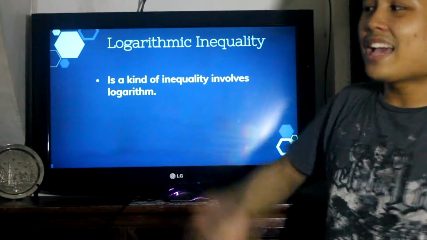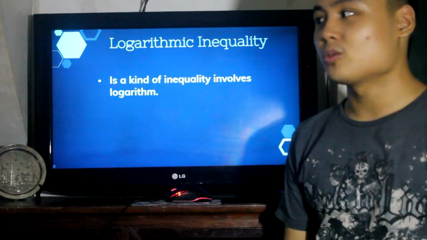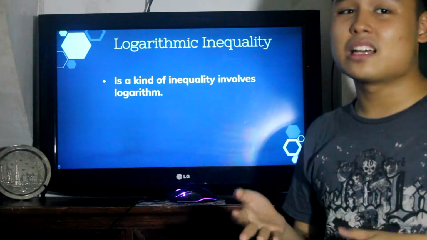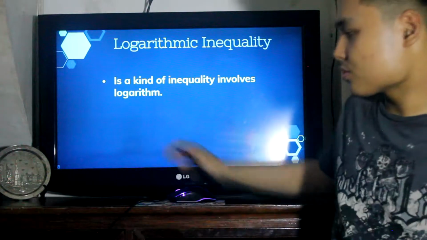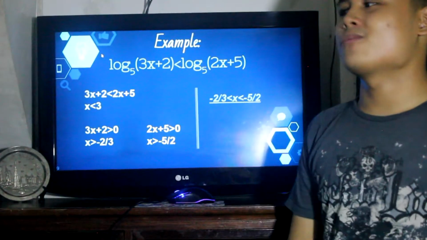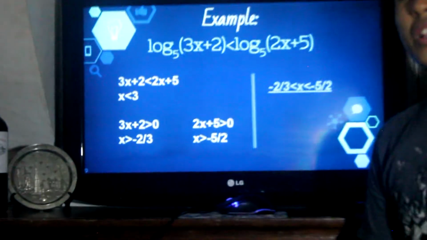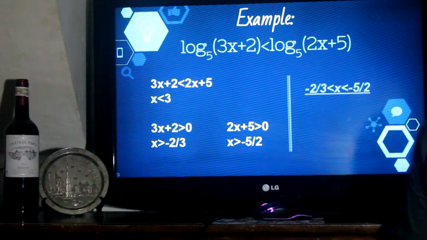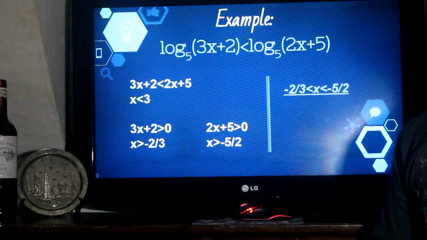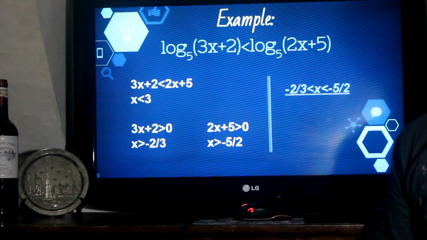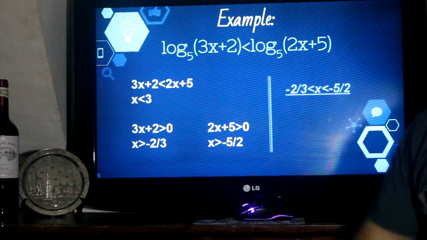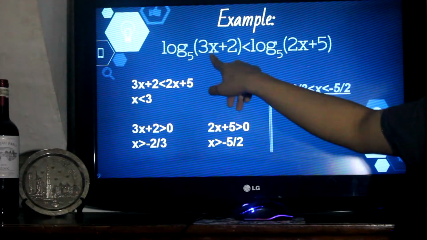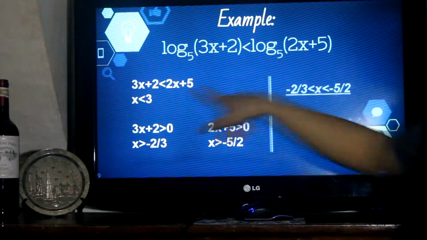Logarithmic inequality is a kind of inequality involves logarithm. So, para lang siyang logarithmic equation, but the thing is, may inequality na, or yung may greater than, less than, or equal na sa equation. So, ito na example. Example number 1. Logarithm of base 5, quantity 3x plus 2 is less than logarithm of base 5, quantity 2x plus 5. So, para siyang equation lang. Pag sa equation, since same lang naman sila ng base, pwede siyang i-cancel. I-cancel, at ang matitira lang is 3x plus 2 is less than 2x plus 5.